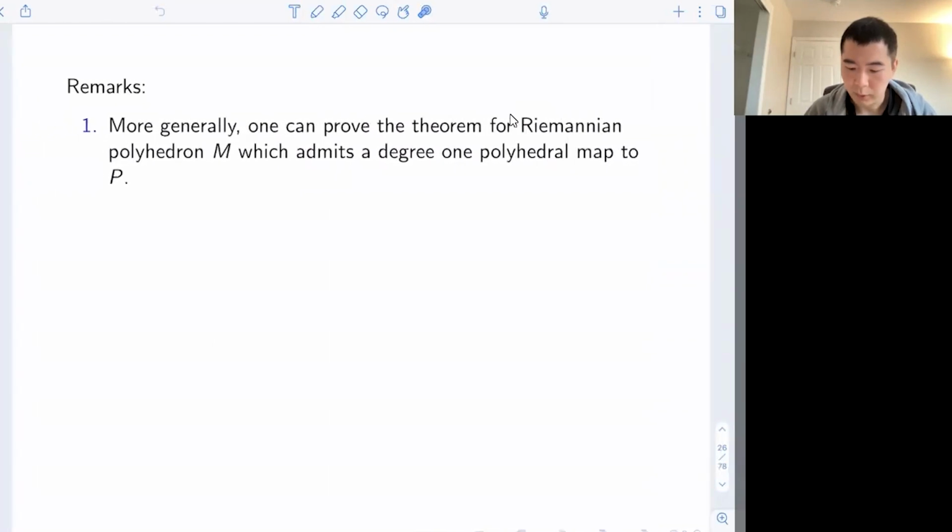Okay, so the statement in general is that if you have a Riemannian polyhedron which admits a degree 1 map to a Euclidean comparison model and satisfies the scalar curvature, mean curvature, and the dihedral angle assumption, then it is isometric to some Euclidean polyhedron.